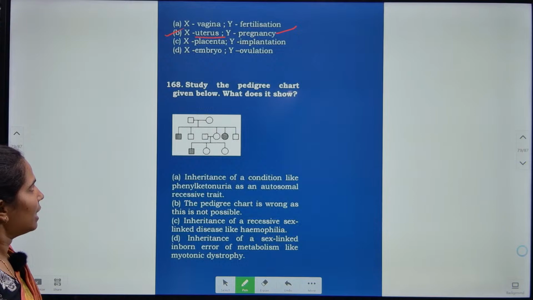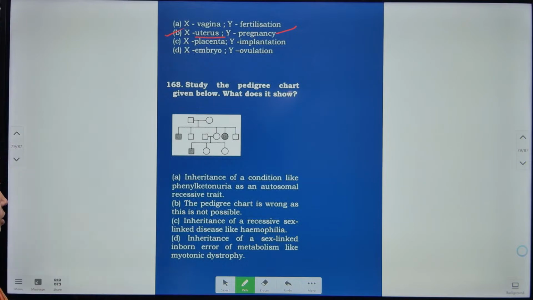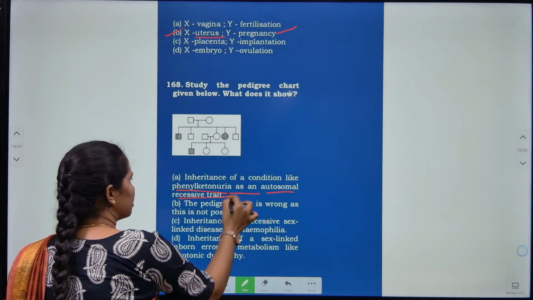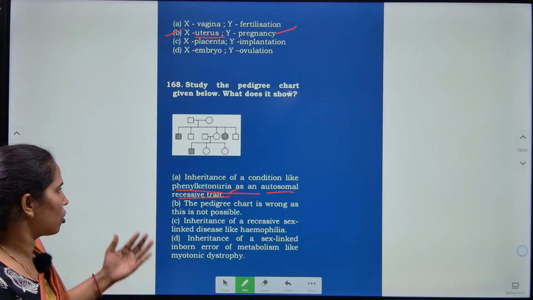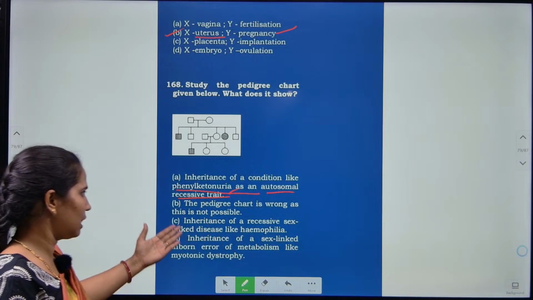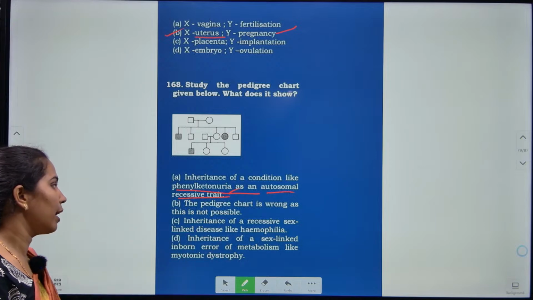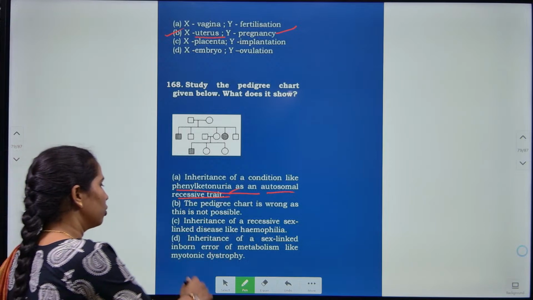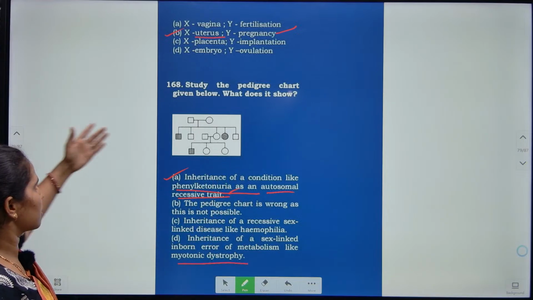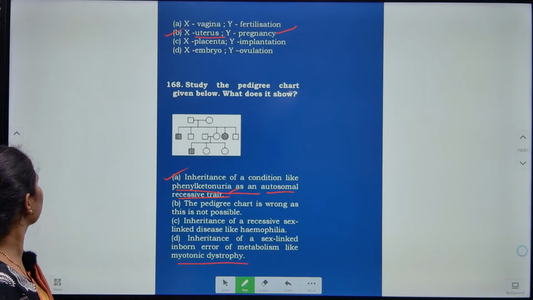Now, study the pedigree chart given below. What does it show? It shows the best example for phenylketonuria, which is an autosomal recessive trait. This pedigree chart is wrong as it is not possible, not so. Inheritance of recessive sex linked like hemophilia, not so. And inheritance of sex linked inborn errors of metabolism like myotonic dystrophy, it is not. So the right option is option A here. This is the best example pedigree chart of phenylketonuria.